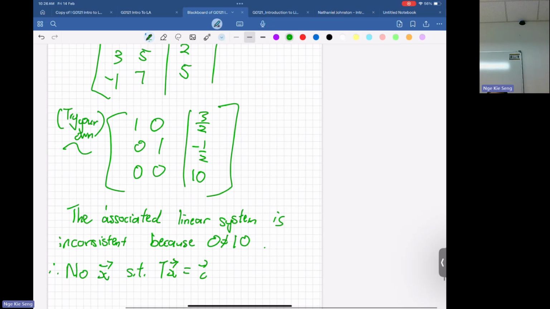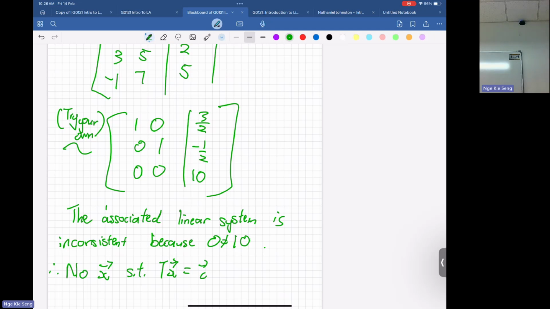Okay, so I will split these calculations into two parts. One part is whether you know how to do row reduction or not. The last part is whether you know how to read the solution or not. So we split the skill into two parts: you need to know how to do row reduction, and you need to know how to read the solution. Basically it's these two parts.